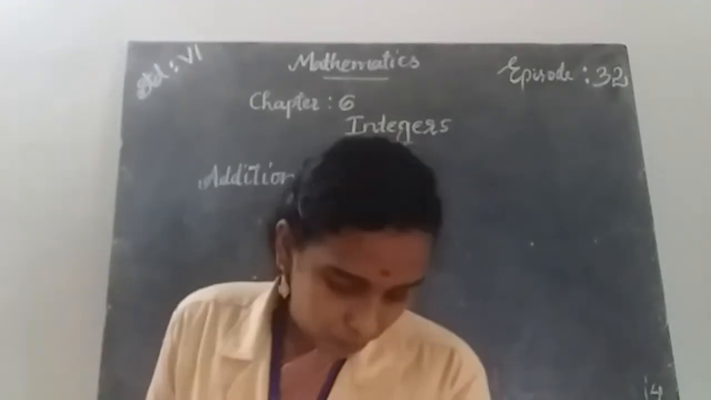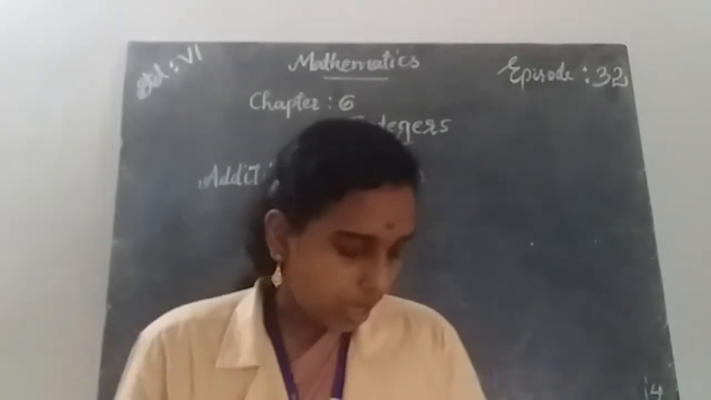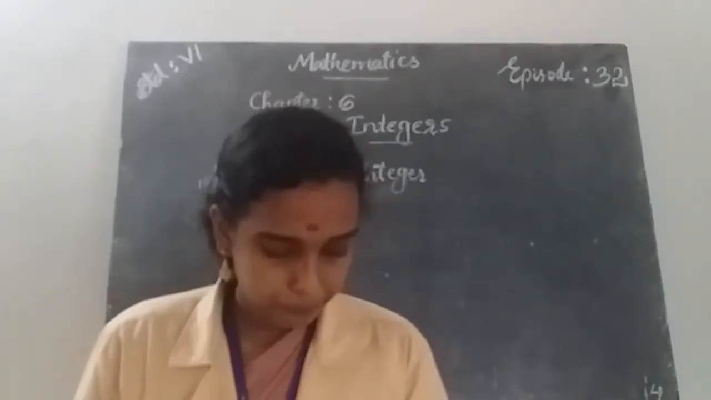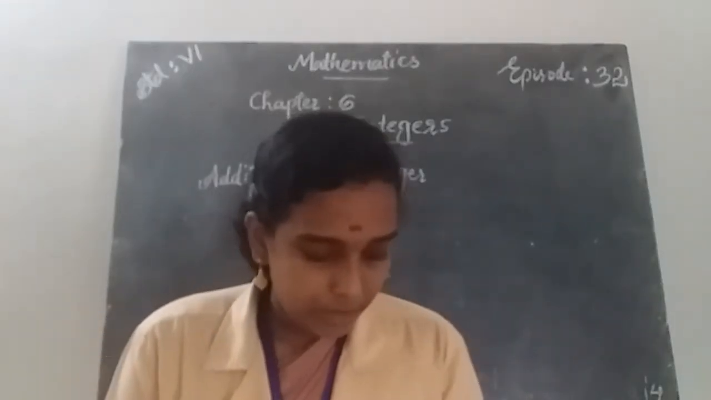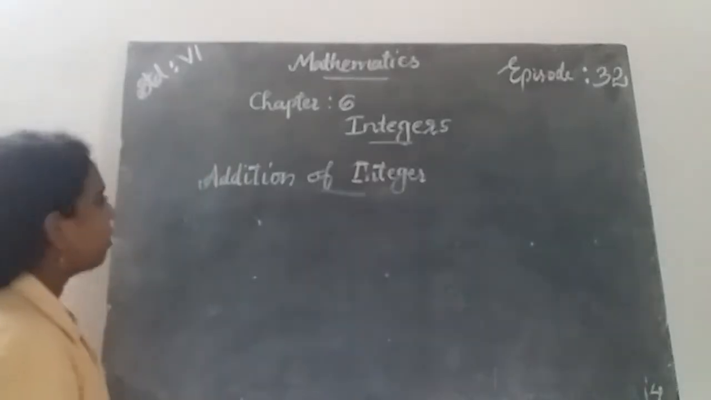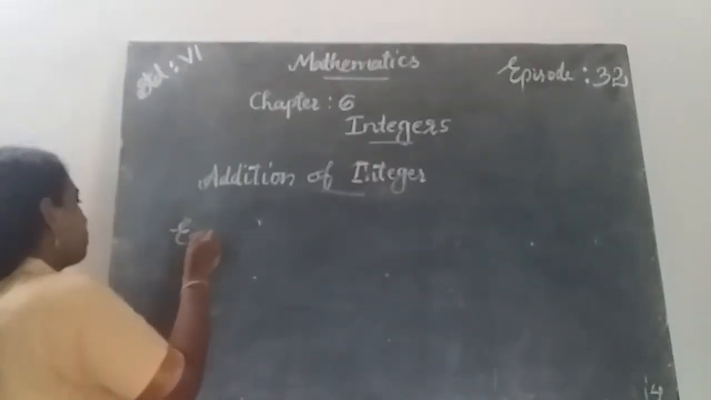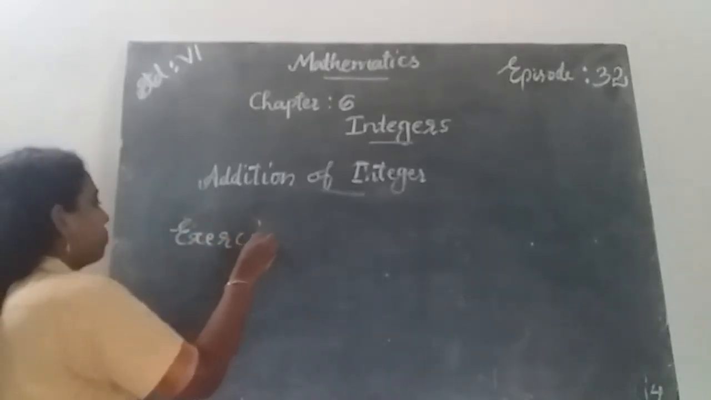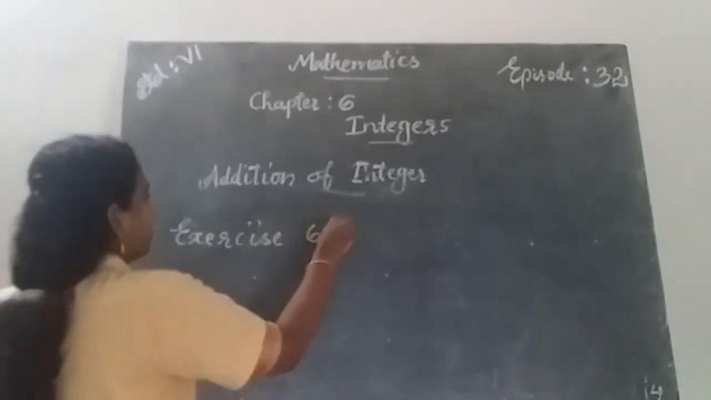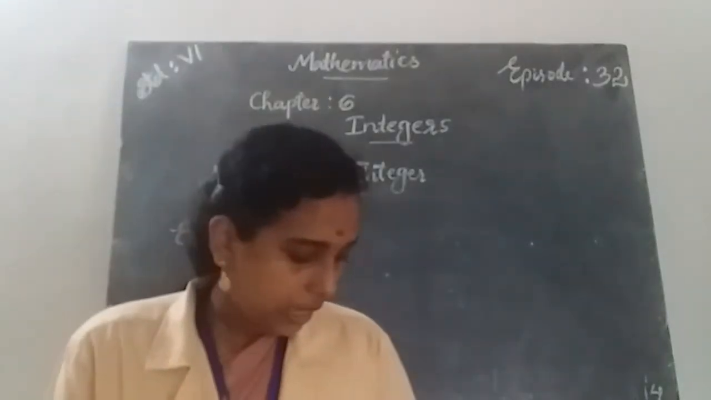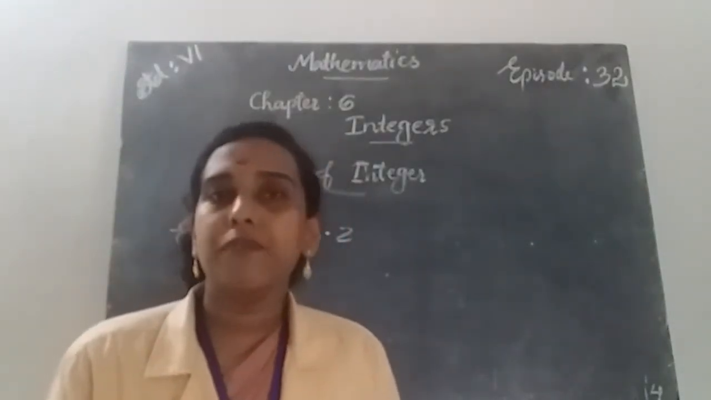These are the addition of integers, and we also studied addition of integers on a number line. Then we are going to study our Exercise 6.2 in your textbook, page number 128.